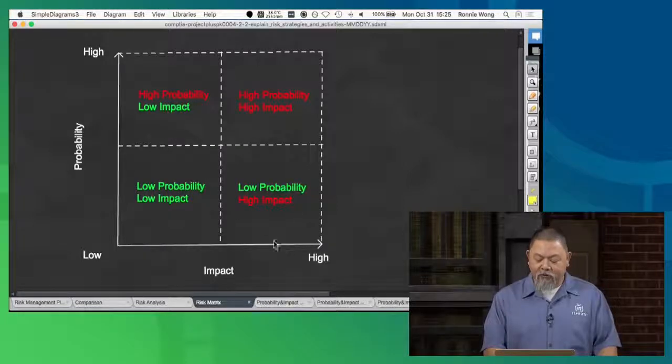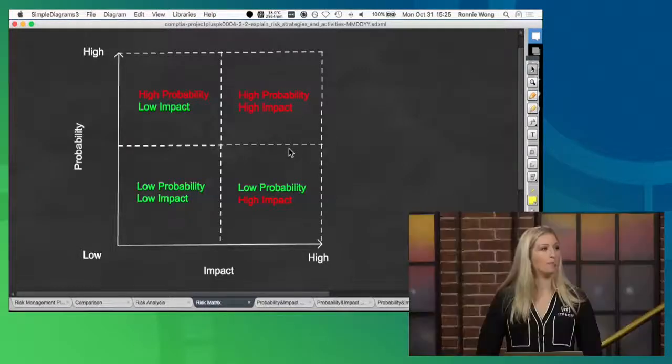And then, of course, over here on the right-hand side, low probability, high impact is something else that we can have. And then, of course, high probability, high impact. This is going to be your line of business type application.